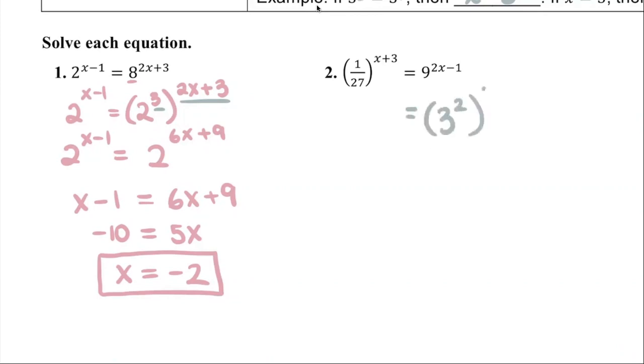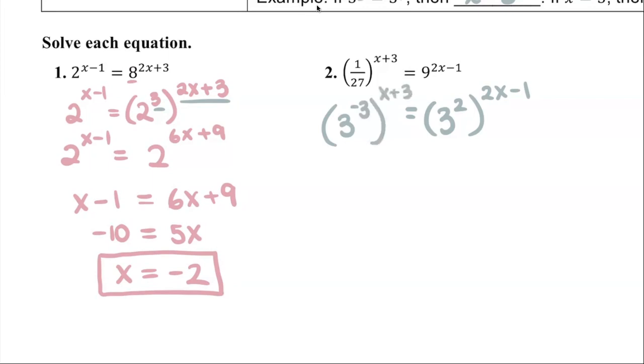Okay. And then what about the 1 over 27? 27 to the power of negative 1. Oh, okay. You're right. But remember, our goal is to get the same base. So I want this to be 3 to the power of something to get me 1 over 27. So 3 to the power of 3 would get me 27. What would get me 1 over 27? Negative 3. Good. There you go.